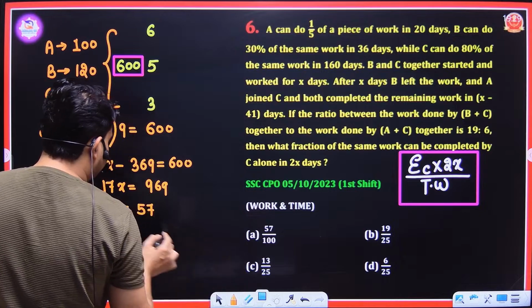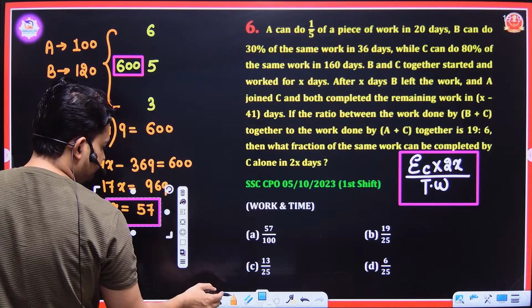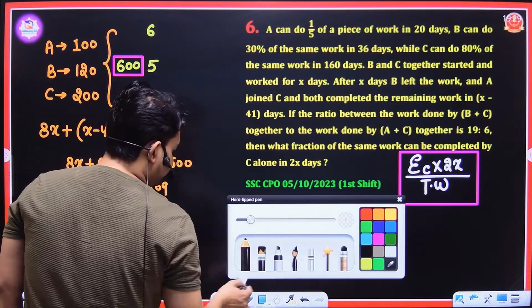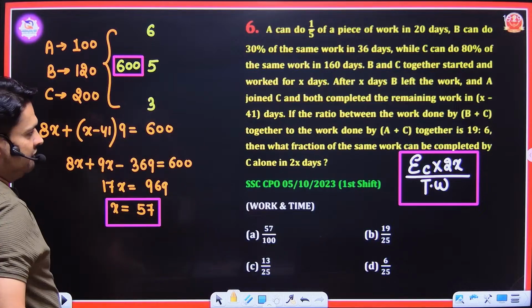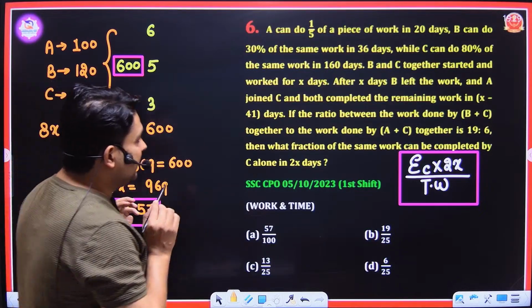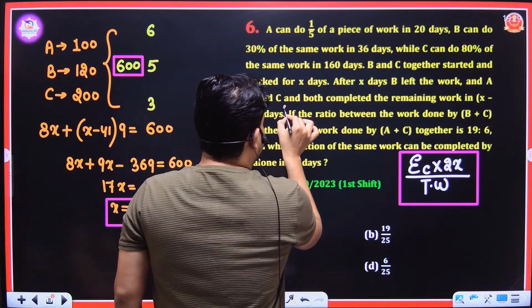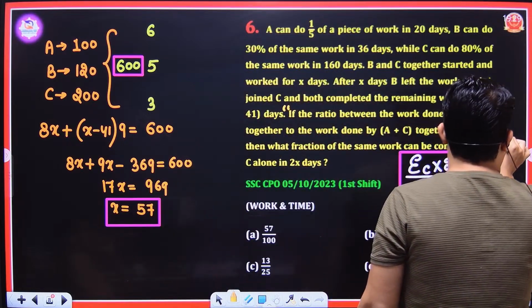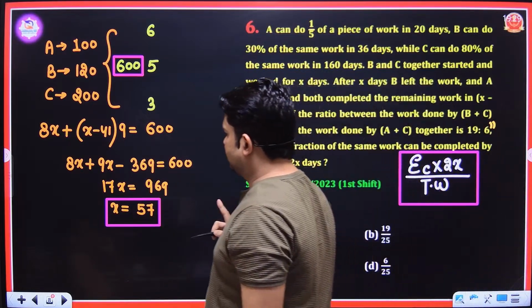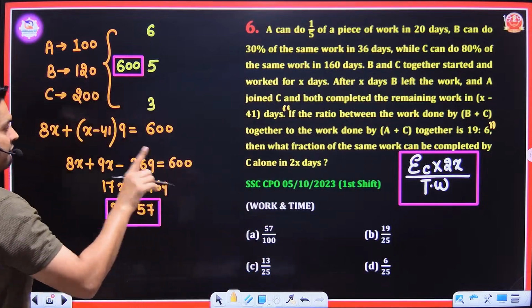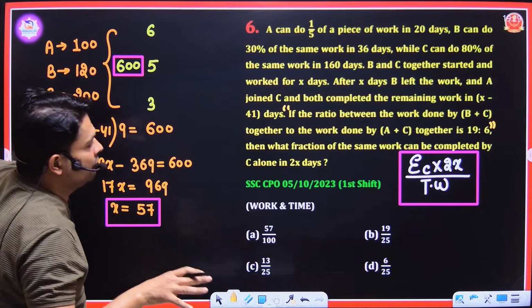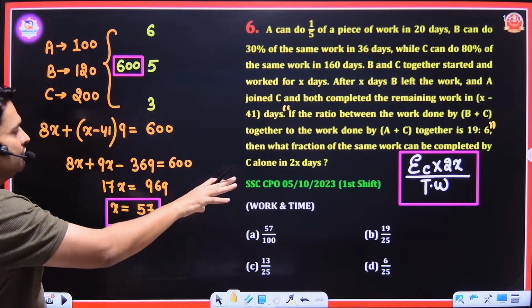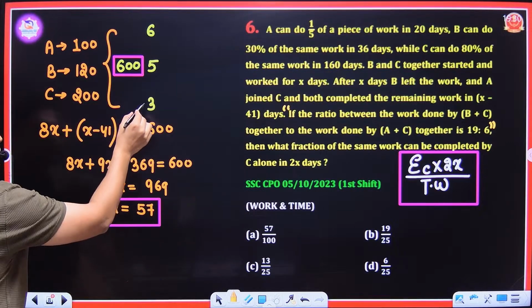Guys, we have the value of x here, and we have the efficiency of C here. We have total work 600. Then this part given in the question is of no use. See what we have to do. We have to tell what fraction of work is done by C in 2x days. See, the efficiency of C is 3.